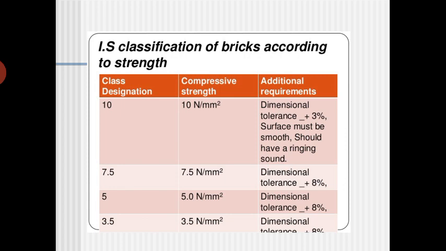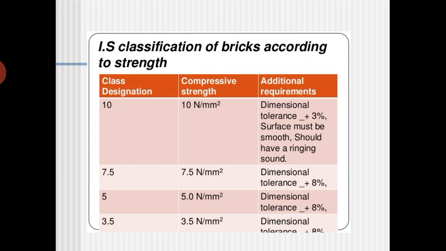And this is very important: the IS classification of bricks according to strength. Maybe they will ask in the examination also. Maybe one time they have asked this question: write the IS classification of bricks based on the strength. So the class designation is 10, 7.5, 5, 3.5. Then if you see the compressive strength, it is 10 Newton per mm square, which is the maximum you will get for your compressive strength.